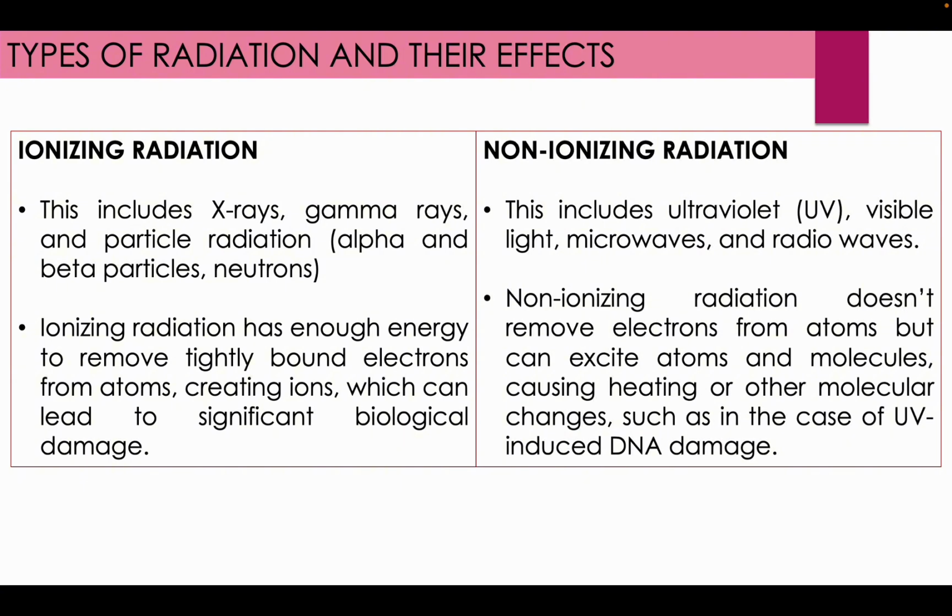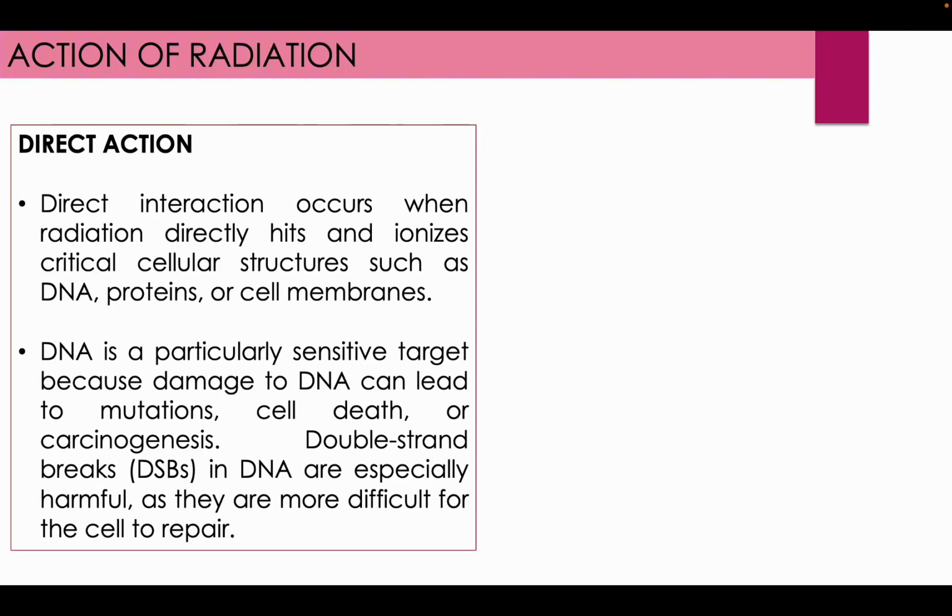Now, let's talk about two types of action of radiation. Radiation interacts with biological tissues through two primary mechanisms. We have the direct and indirect actions. Direct action occurs when radiation directly hits and ionizes critical cellular structures such as the DNA, the proteins, and also the cell membranes. DNA is a particularly sensitive target because damage to the DNA can lead to mutations, cell death, and also carcinogenesis. We will be discussing each of that later on.